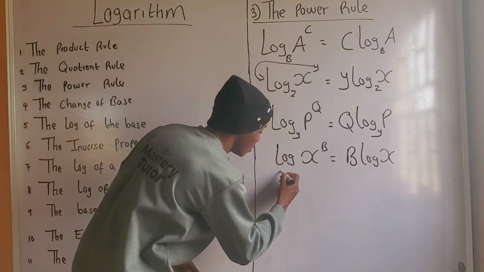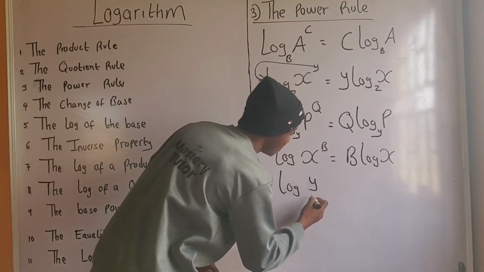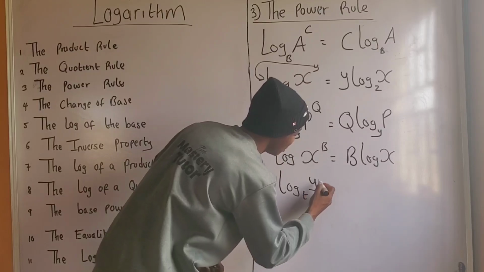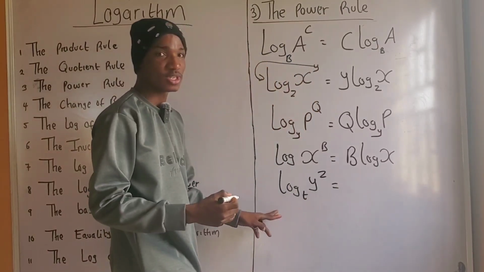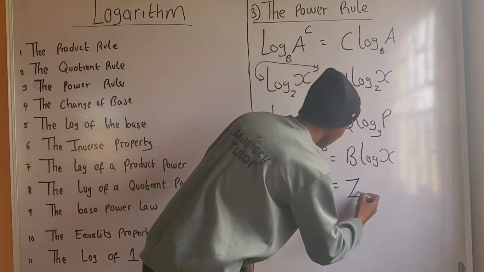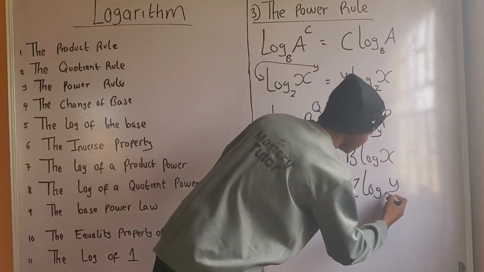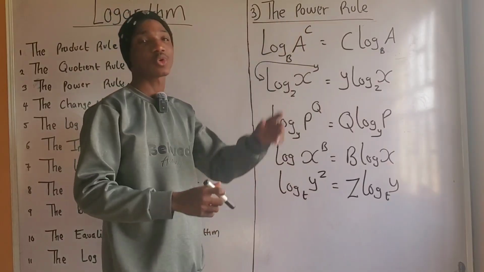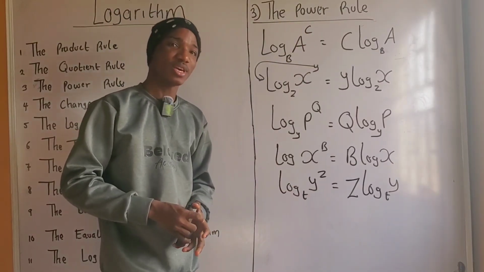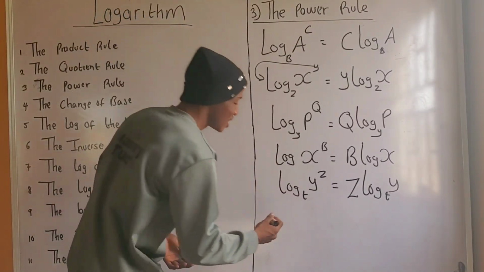Okay, let's look at another one. Let's say you have log Y base T raised to the power of Z. What will be the result of this? This will be Z multiplied by log Y base T. This law that you see here is called the power rule of logarithm. Do you understand?